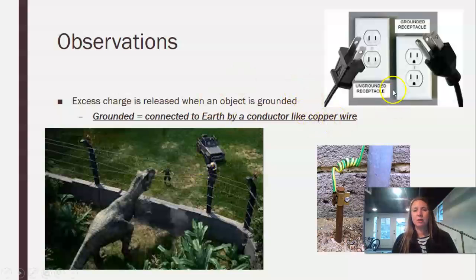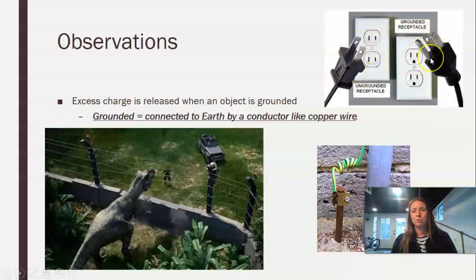We have most of them also in appliances, especially newer homes are going to have the three-prong electrical, and that third one is the ground. You can see the difference. This is the older ones.